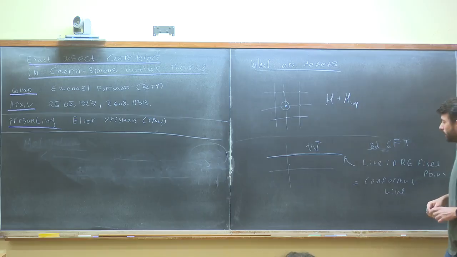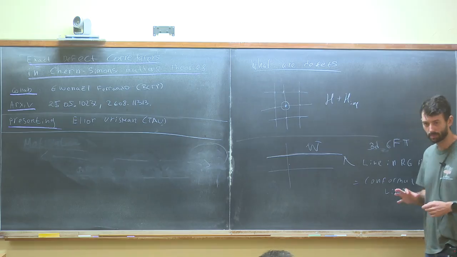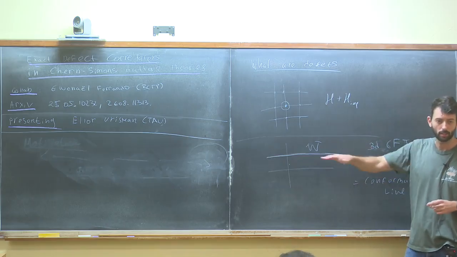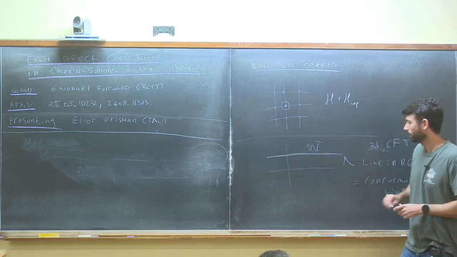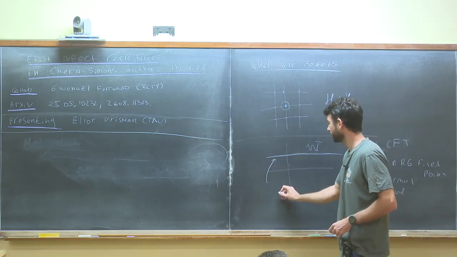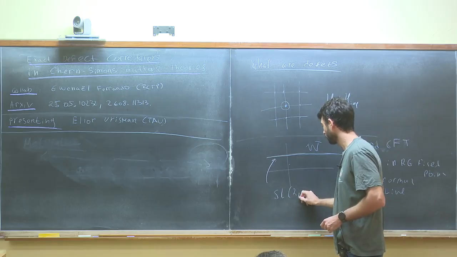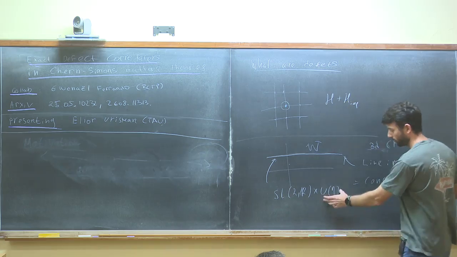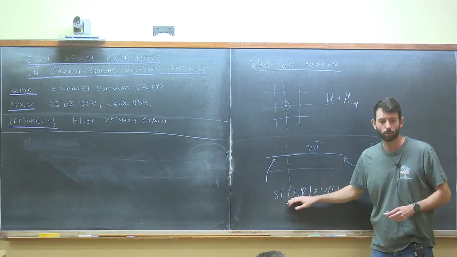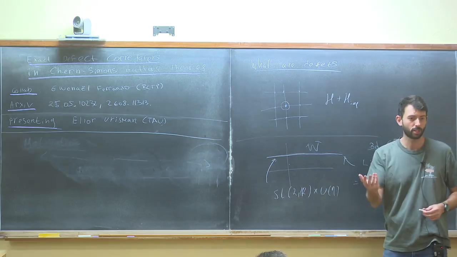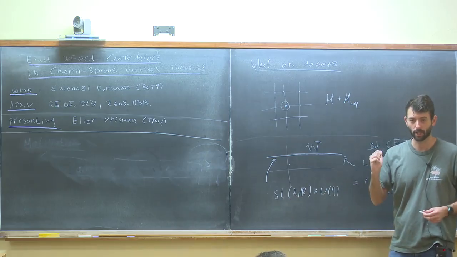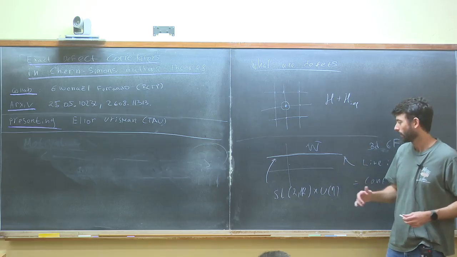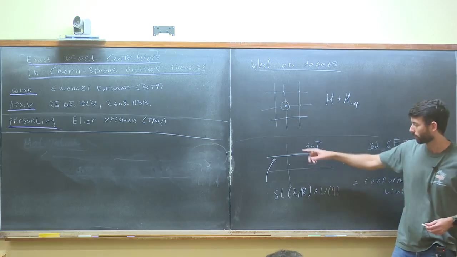But for simplicity, to have more symmetry, we'll place them stretched along a straight path. For a straight path, these lines preserve SL(2,R) cross U(1) in 3D. The U(1) is because of the 3D. This is essentially the conformal group in one dimension. It has 3 generators: translation in the direction of the line, special conformal transformation in the third direction, and dilations. And this is the rotation group around the line.